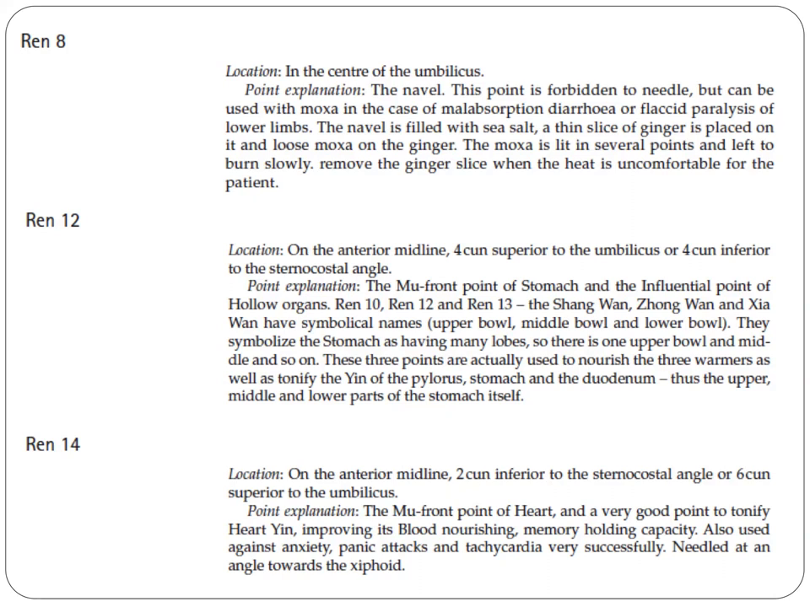REN14 is located on the anterior midline, 2 sun inferior to the sternocostal angle or 6 sun superior to the umbilicus. REN14 is the front mu point of the heart and a very good point to tonify heart yin, improving its blood nourishing memory holding capacity.